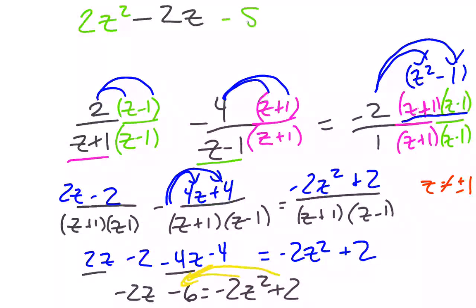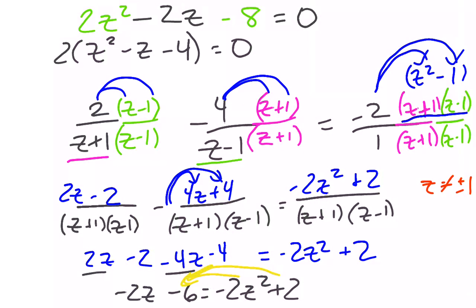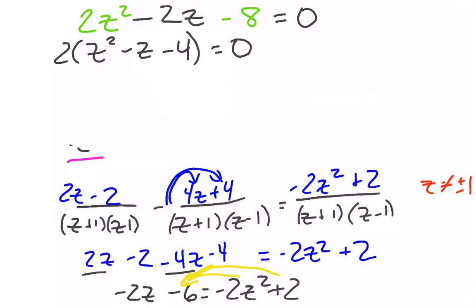And this makes me happy because I have a GCF of 2, so I can just go ahead and divide everything by 2. So 2z squared minus z minus 4 equals 0. And now, as I look at this, I am oh so sad because my quadratic is not able to be factored, which means I have to use my quadratic formula.